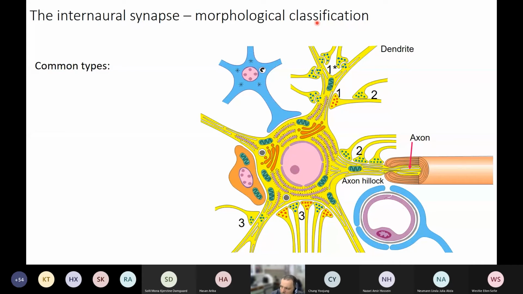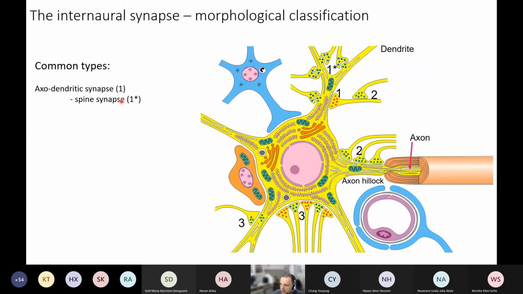In this scheme, this is a drawing where people try to summarize the most frequently found common types of chemical synapses. And one can find here the axodendritic synapse. So these terms come from the name of the cell parts which meet each other. Let's have a look. So number one, here you can see that there is an axon coming, and the axon is connected to the dendrite, to the shaft of the dendrite. There is a connection here which allows the signal transmission.